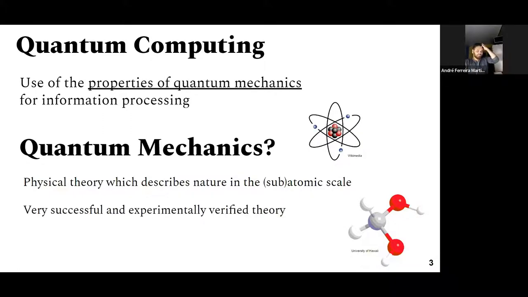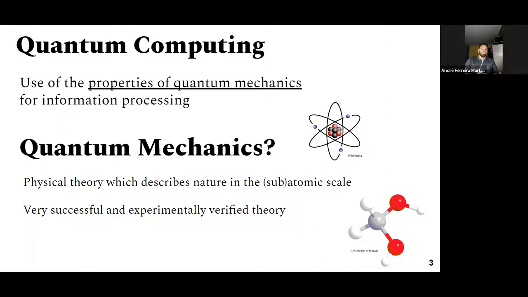It's one of the most successful and one of the most experimentally verified theories out there. We build lots of technologies with quantum mechanics, and it's not merely a theory. It has become, in the past century, a very important tool for us to describe the world at this very specific scale and also to assist the development of one of the most important technologies that we have today.